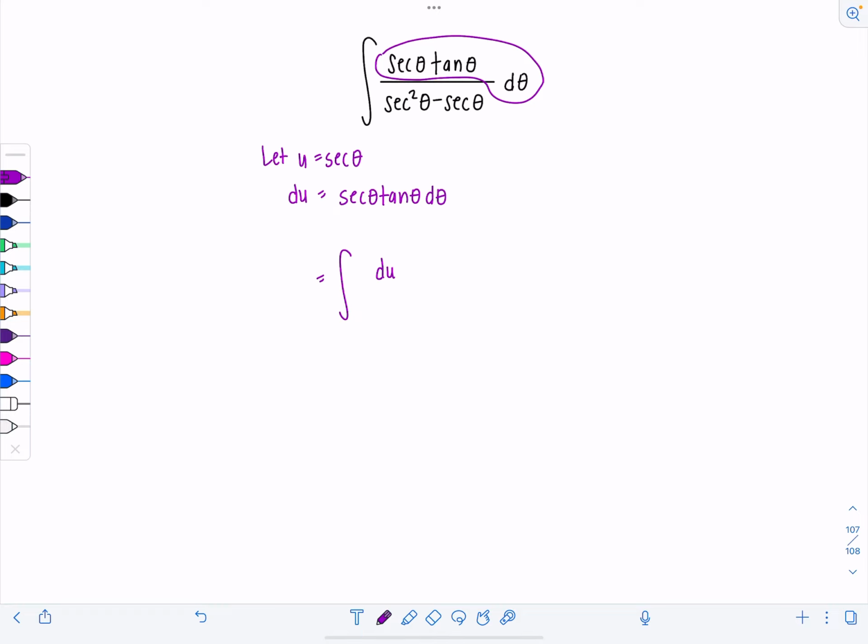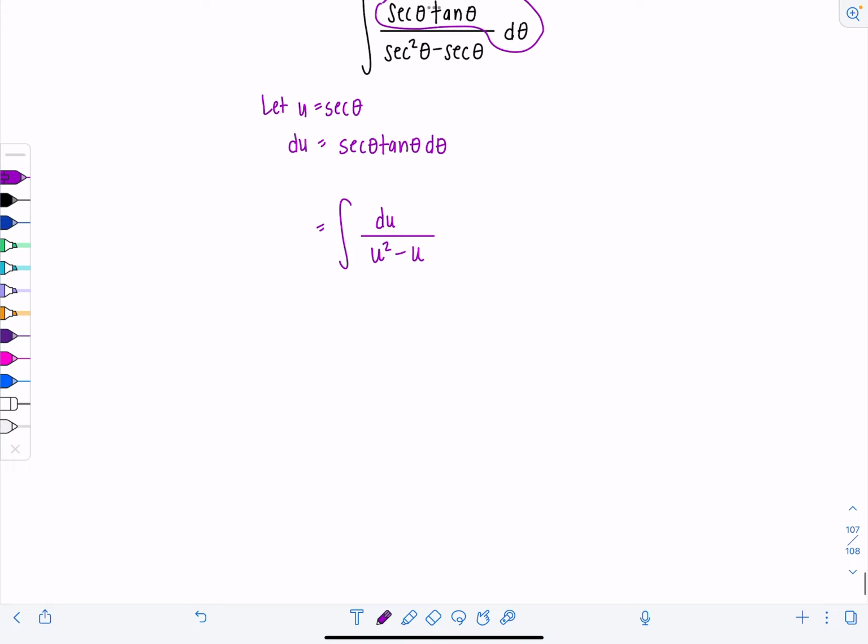So we have du over u squared minus u. Okay, well now I've created a rational function, so it's time for some partial fractions. Consider the following. We have 1 over u squared minus u, which is u times u minus 1. Both the factors in the denominator are linear factors, so we'll have A over u plus B over u minus 1. I'm finding the partial fraction decomposition.